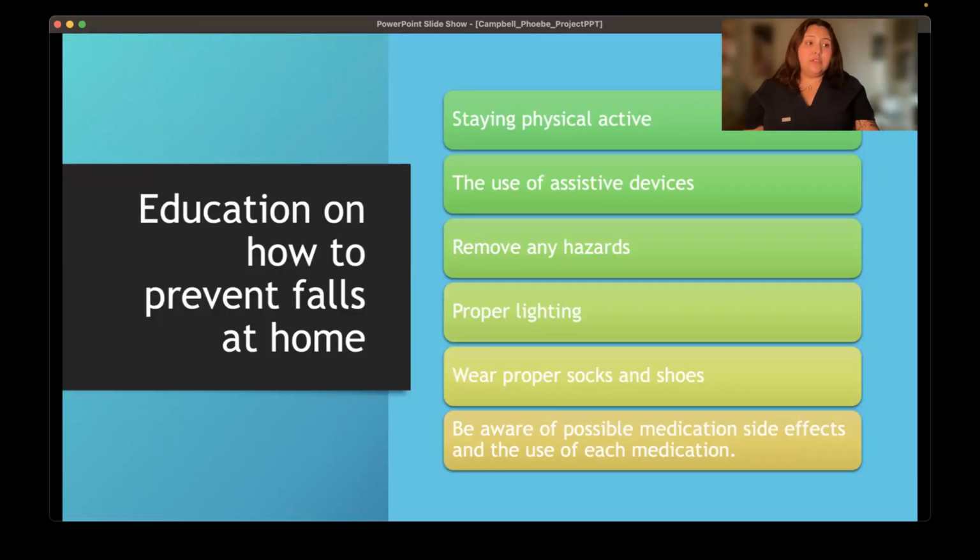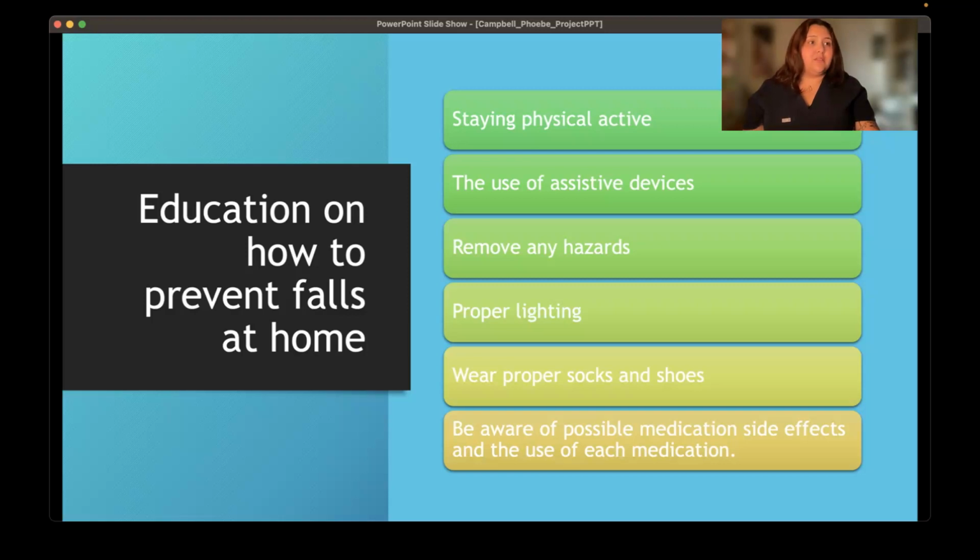Now, how do we want to prevent falls? Let's go over some education in regards to fall prevention at home. Staying physically active so again the patient doesn't grow weak and their joints become stiff. This can include walking, water aerobics, tai chi, yoga. These activities help prevent falls but also improve strength, balance, coordination, and flexibility.